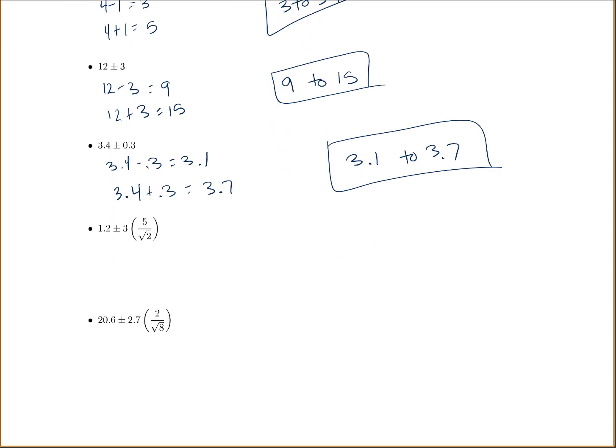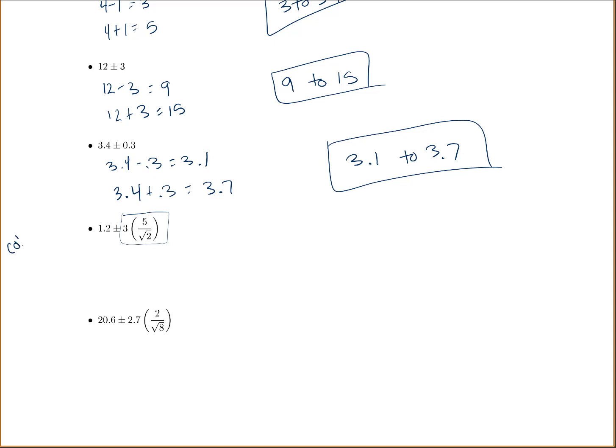Now those were pretty basic. What if I make it look a little more complicated? So now it's 1.2 plus or minus 3 times 5 over the square root of 2. When you do this, you have to simplify all of that next to the plus minus before you do plus minus. So first, let's simplify that. I'm going to take all of this and put it in my calculator.